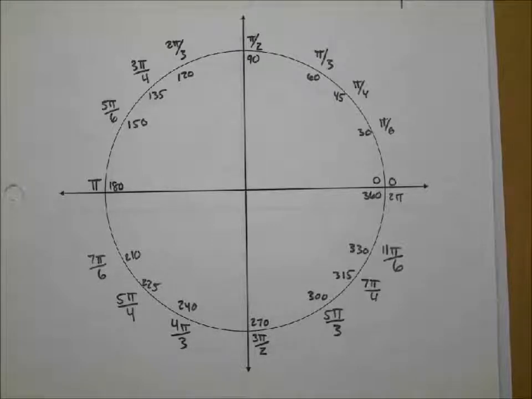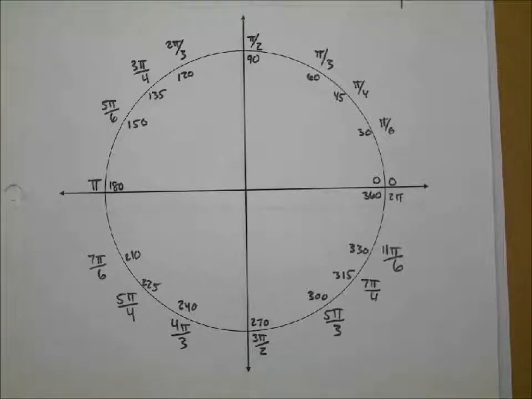Okay, so let me try to provide some assistance, some guidance here to help you memorize this. First quadrant: 0, 30, 45, 60, and then 90. The second quadrant is all of those angles, but subtracted from 180. So 180 minus 30, minus 45, minus 60. Then the third quadrant is 180 plus 30, plus 45, plus 60. And then 360 minus 60, minus 45, minus 30.